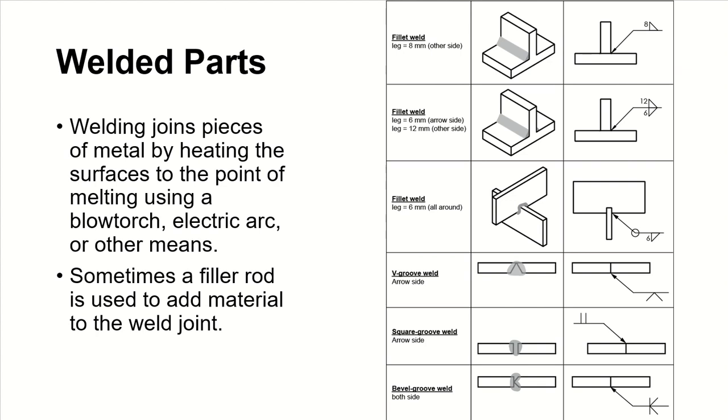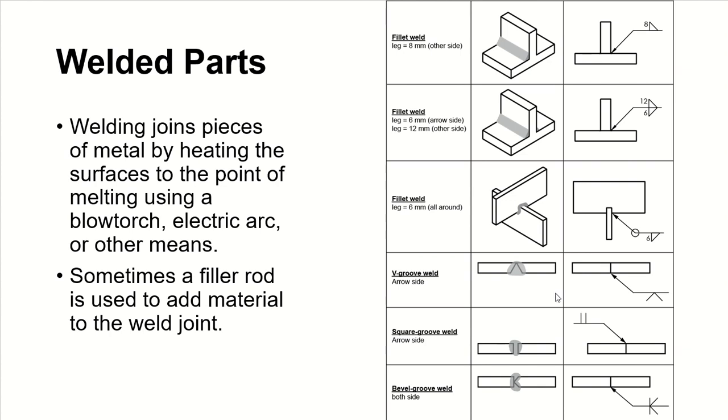So how do we get that type of high temperature to melt the metal? We use the blowtorch, electric arc, and other techniques. Sometimes you have to use a filler rod. This is just a welding process in order for you to weld the joint all together to make sure that they stay together.